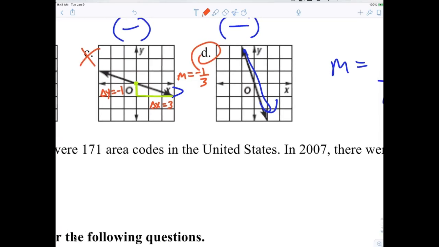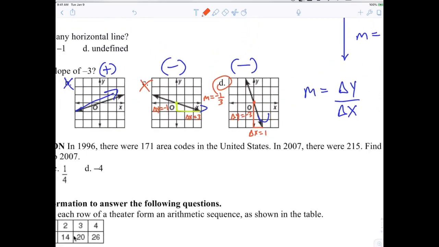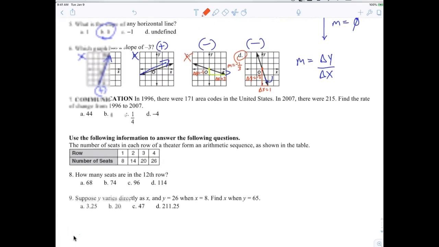But let's again talk about why it is D. So you would say from here, I'm going down 3 and over 1. So delta y is -3, delta x is 1. Anybody have any questions or concerns with that? Very, very important.